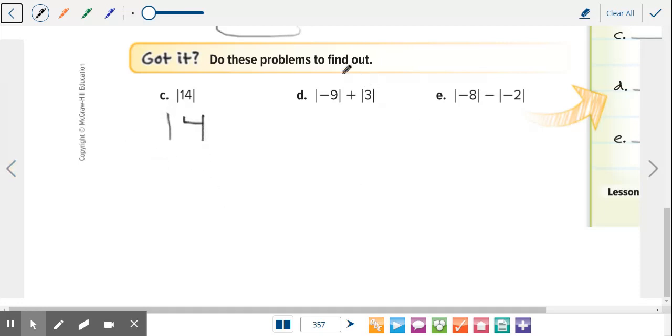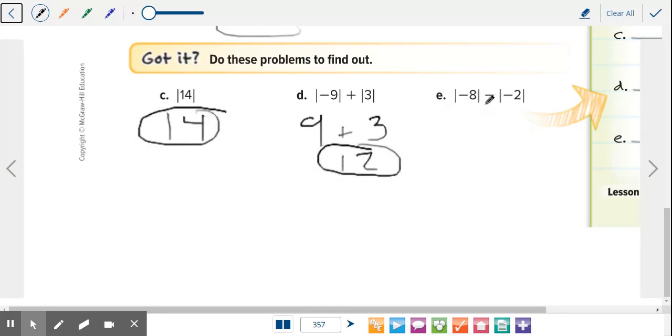Okay, letter D. Now we have the absolute value of negative 9 plus the absolute value of 3. So what we got to first do is the absolute value. So what's the absolute value of negative 9? 9. What's the absolute value of 3? 3. So then we add those together. 12.